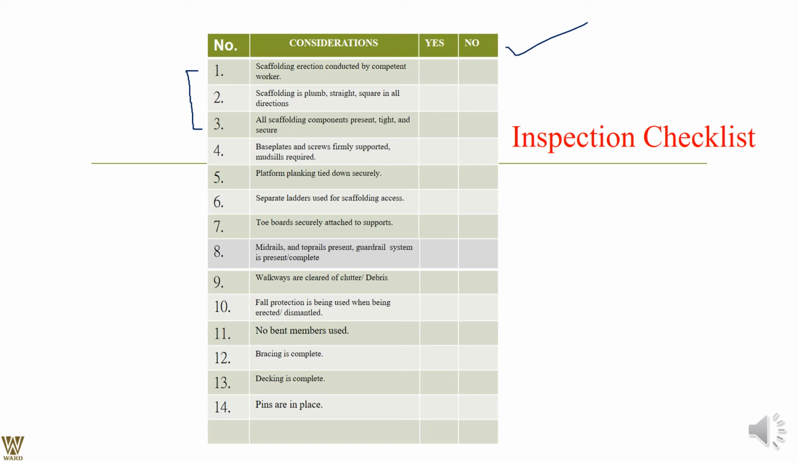Separate ladder for scaffolding access. I again reiterate that the top three is the most important, but then comes the in-between middle five parts, which are the separate ladders for scaffolding, toe-board securely maintained around it, walkways to be clear, and fall protection to be used when erected. Now, these are human-centric. This scaffolding has already been done, and you are now working upon it. We are talking about the bracing, the decking, the pins, everything should be properly in place.